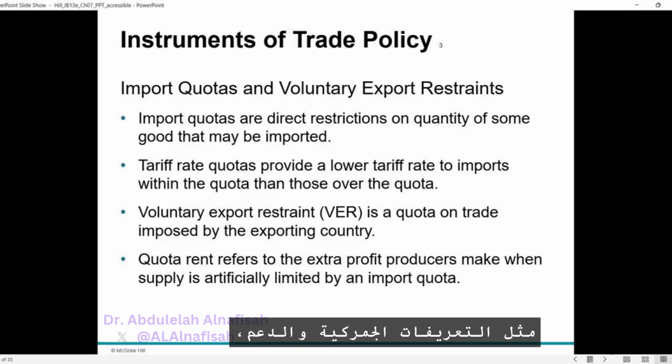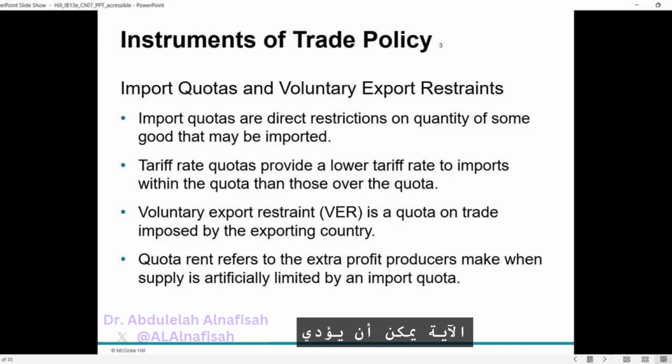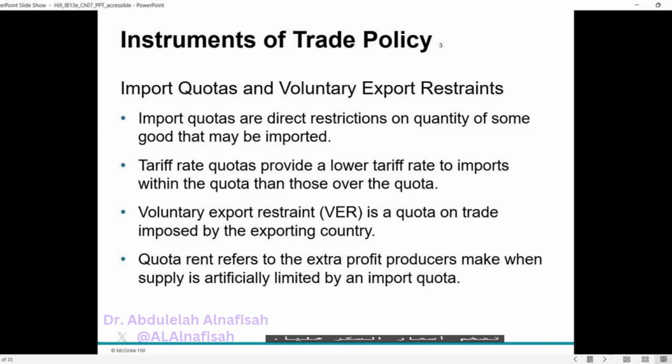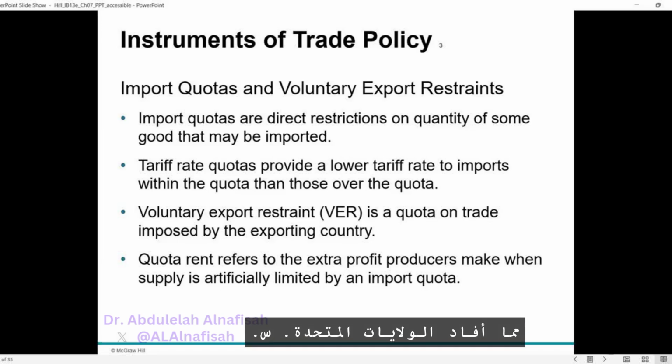Import quotas and VERs, like tariffs and subsidies, primarily benefit domestic producers by curbing import competition, but raise prices for consumers. The limited supply under quotas or VERs can inflate prices, leading to what's known as quota rent. In cases where domestic industries cannot meet demand, quotas may inflate prices for both local and imported goods, as seen in the U.S. sugar industry, where import quotas have inflated sugar prices domestically, benefiting U.S. producers but leading to consumer price hikes.